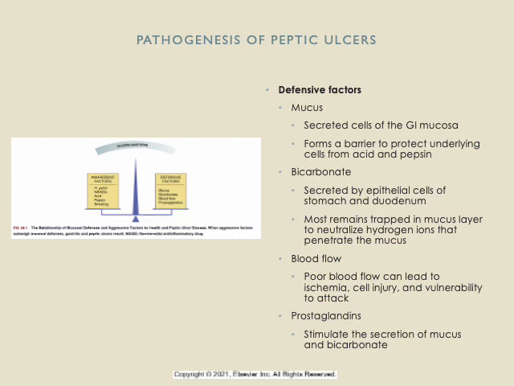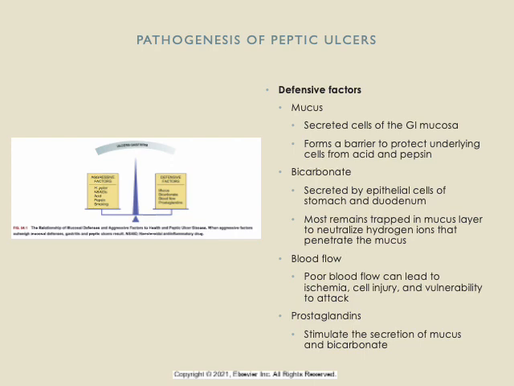Now, mucus is secreted continuously by the cells in our GI mucosa, and this will help to form a barrier protecting those underlying cells from any acid and pepsin. Bicarbonate, or bicarb, is secreted by epithelial cells of the stomach and duodenum, and most of our bicarbonate remains trapped in the mucosal layer, and this is going to help neutralize, because bicarb is a neutralizing agent. It's neutralizing any hydrogen ion, okay, so the base is combating the acid, and any hydrogen ion that penetrates that mucus, bicarbonate is there to help.